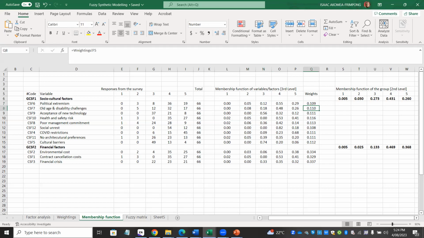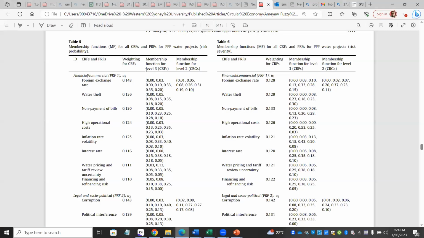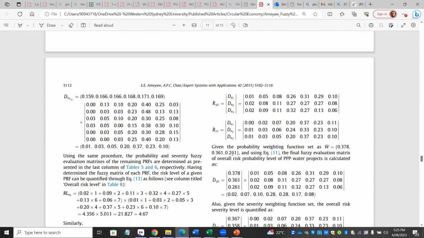Okay, good. So that's how it has been done for all these things, for the probability of occurrence and also for the severity of occurrence. So these things have been generated, understood.